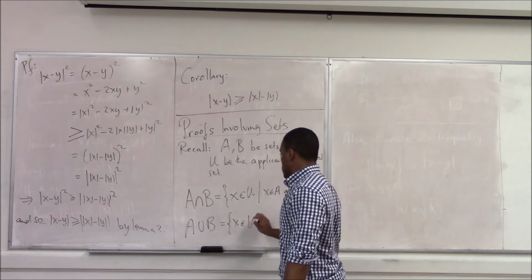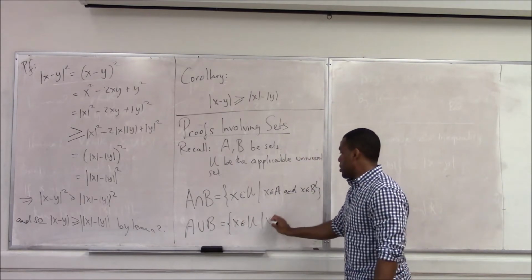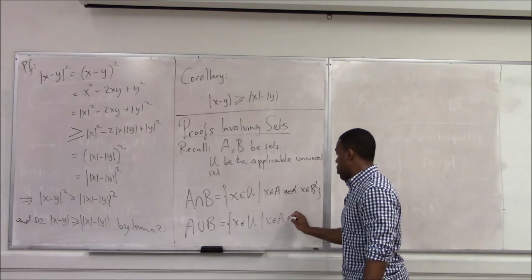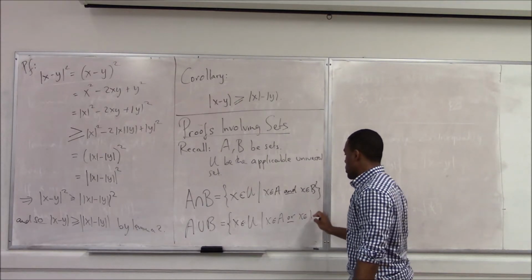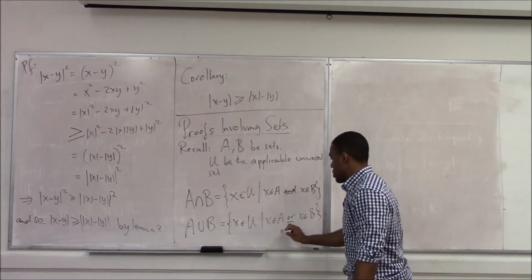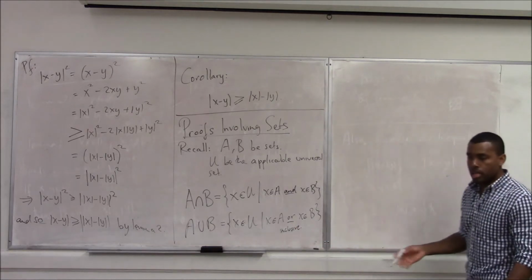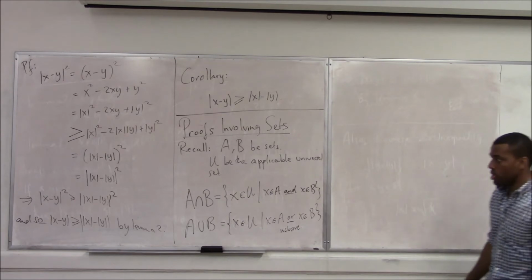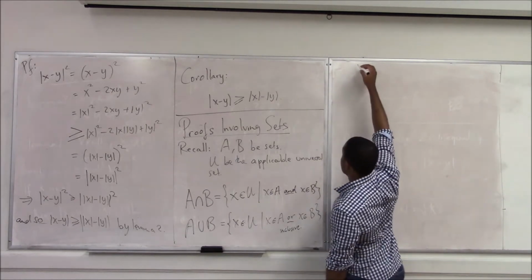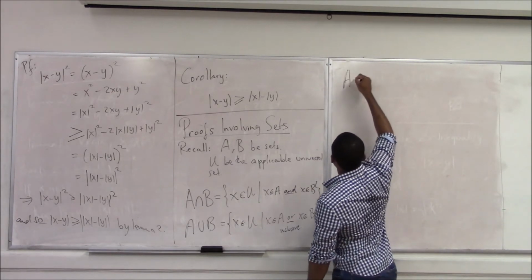x is in at least one, meaning x is in A or x is in B. And by the way, that's an inclusive or here, so it could be in both. Of course, sets don't repeat elements, so you'd only list it once in the union, but it can be in either or both. What about A minus B?